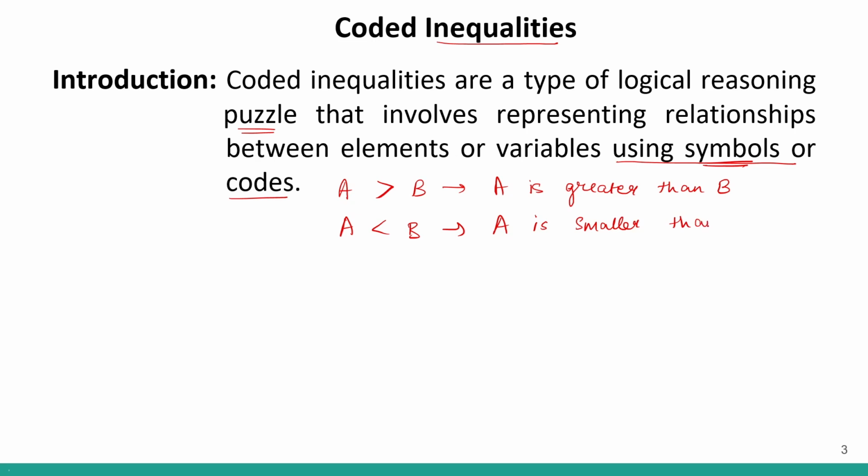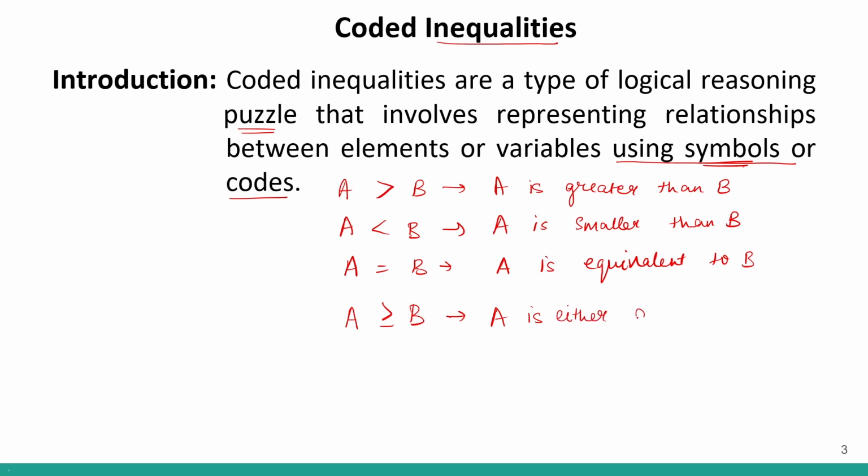We have already learned these symbols in our earlier classes. A equals B means A is equivalent to B, correct? This is the symbol for equal. Then we have a new symbol like this. This symbol basically means that A is either greater than or equal to B. So now we have two possibilities. A could be greater than B or A could be equal to B.